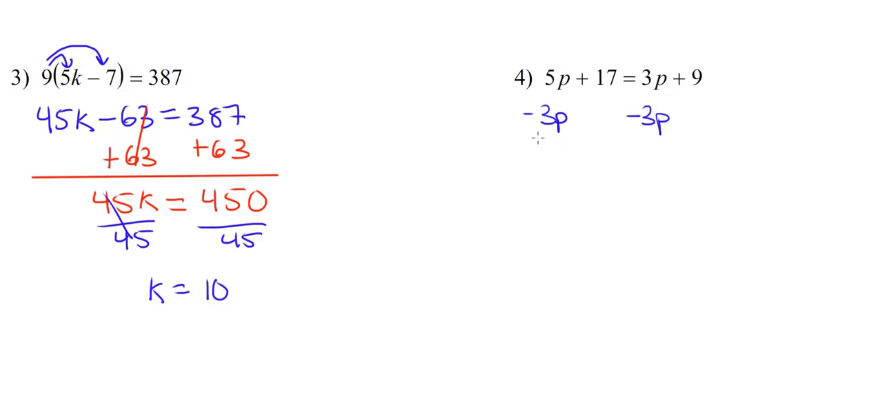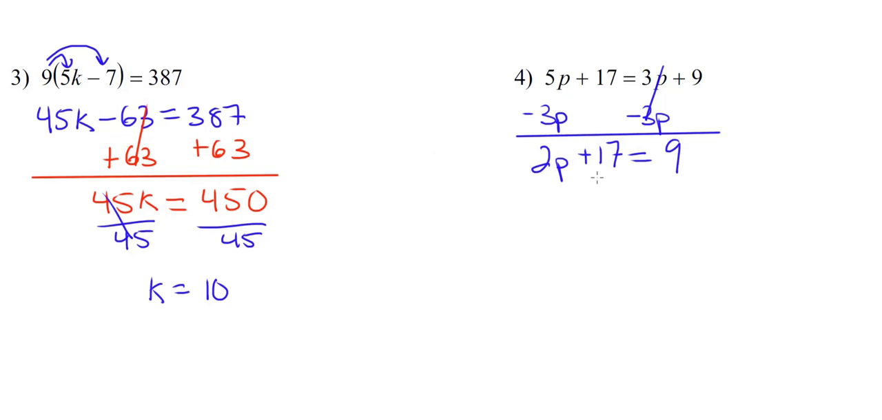Now, if you're confused, thinking maybe you can combine like terms, remember, you can only combine like terms if they are on the same side of the equation, which these are not. So, on the right, these cancel out, leaving us with 9. And on the left, 5p minus 3p is 2p, and we bring down this plus 17.